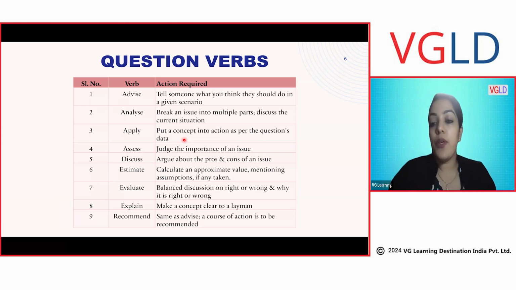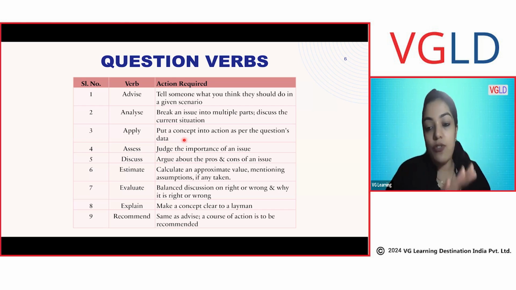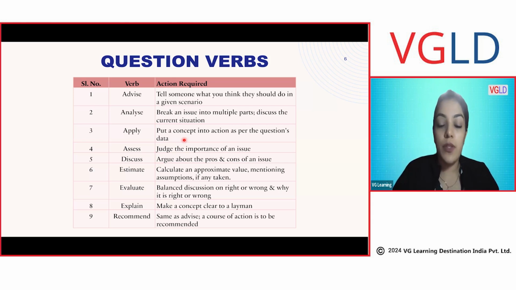Okay. So if the verb which comes to you is advise, then what will you do? You have to tell someone what you think they should do in a given scenario. You have to give advice that, okay, I feel that you should do this. When I say I, it means a finance or a performance consultant, and the person sitting in front of you may be the CFO or maybe the CEO of the company. That okay, this is my suggestion, you should do this. The company should do this in the given situation.